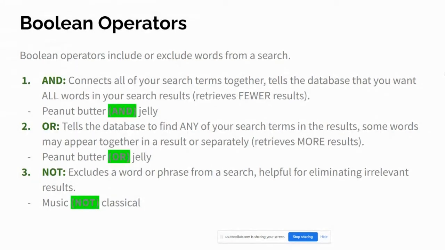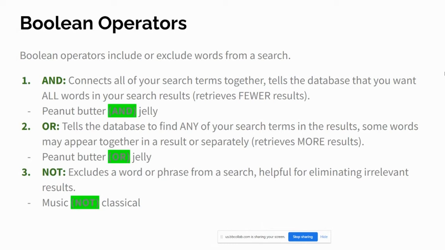If you change this to or, it's going to tell the database to find any of the search terms in the results, and some words may appear together in a result or separately, so this is casting a much wider net and will retrieve more results. With the same example of peanut butter and jelly, if we put or in between, it'll find results with either peanut butter or jelly in the search result, so it may not have them together. It may just be one or the other.